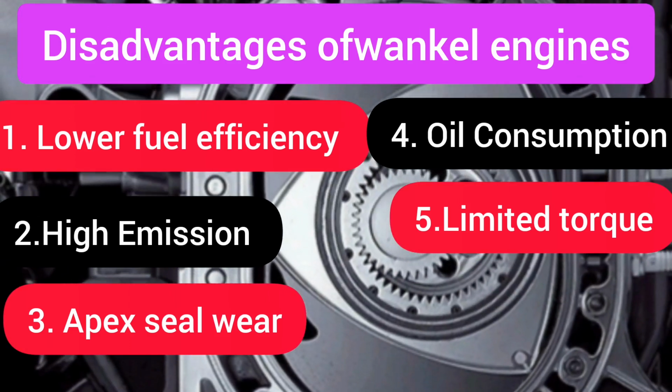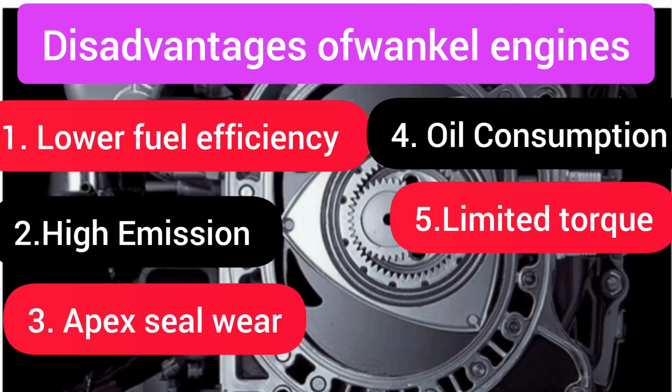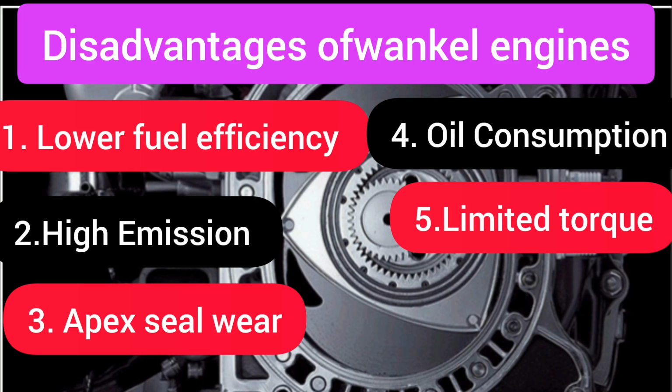2. High emissions. They tend to produce higher emissions, particularly in terms of unburned hydrocarbons and nitrogen oxides, which can be challenging to meet stringent environmental regulations. 3. Apex seal wear. The apex seals in a Wankel engine, which seal the combustion chamber, are prone to wear and can require frequent replacement, leading to maintenance issues. 4. Oil consumption. These engines tend to consume oil more than piston engines, which can lead to increased operating costs.